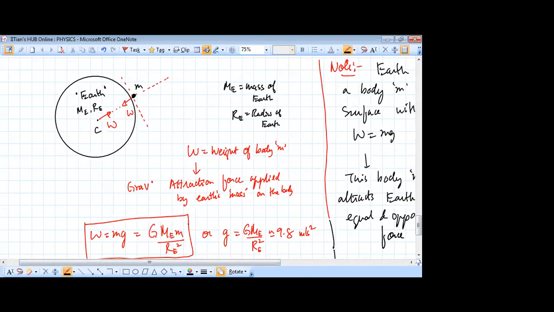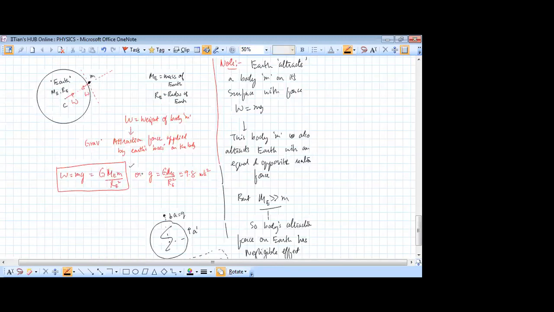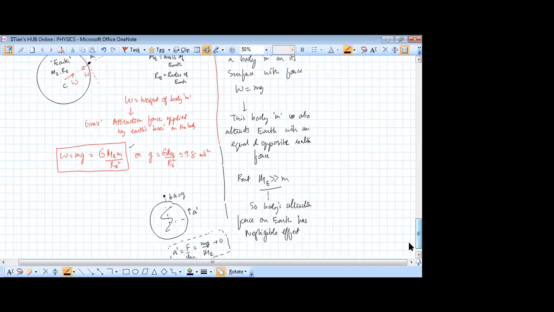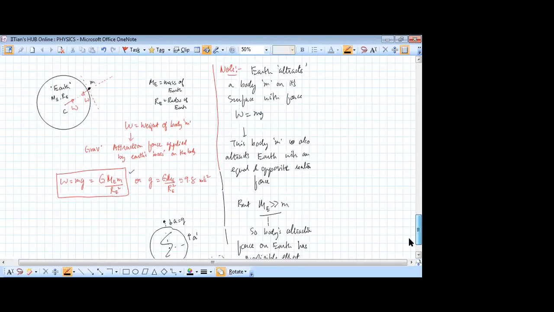The magnitude of that attraction force is given by the universal gravitational law formula, which is this. Again, this formula is something we'll be studying in detail in a later chapter on gravitation. But as part of general knowledge, you should know this right now.